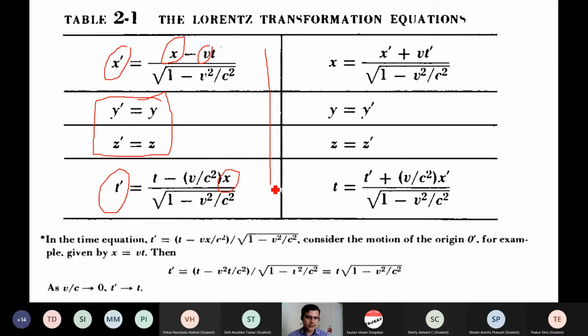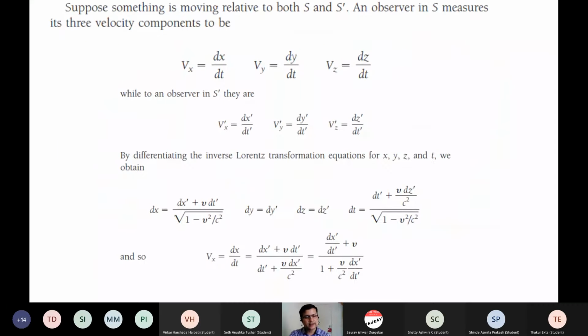So you have the Lorentz transformations for the moving frame, and the inverse Lorentz transformation equations for the stationary frame, where you express x, y, z and t in terms of x prime, y prime, z prime and the corresponding t prime. We need to use these transformation equations to derive the general velocity addition formula. How can we do it? Just see the next slide.